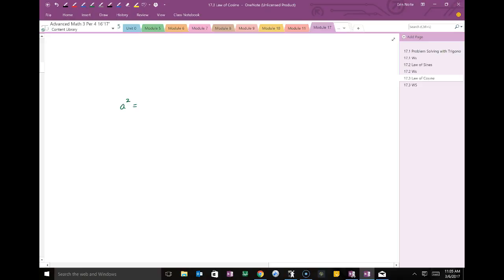There is no law of tangent, believe it or not. I'll show you separately. So, okay, did you notice that all three of those formulas were really exactly the same? They just switched the variables around depending on which side you were looking for.